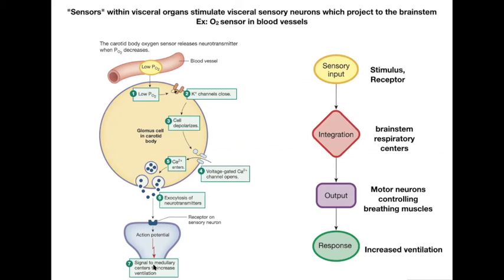From there, that's going to send that information, in this case, to the medullary centers, that is your medulla oblongata in your brainstem. The effect of that is going to be to increase your breathing rate, your ventilation. Okay, so that's an example of how your body's picking up this kind of unconscious information by oxygen sensors, for instance, in your blood vessels.